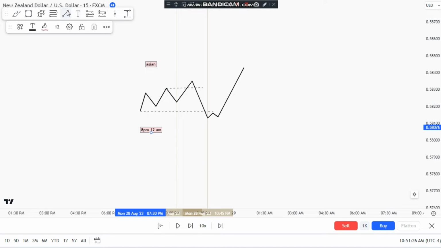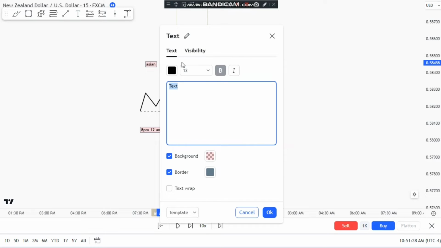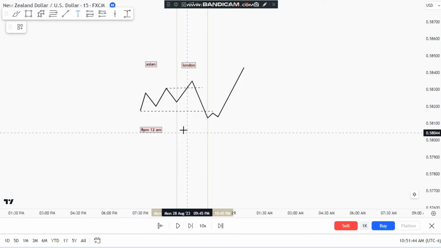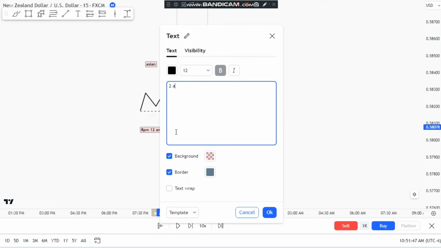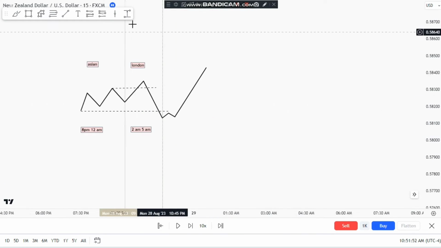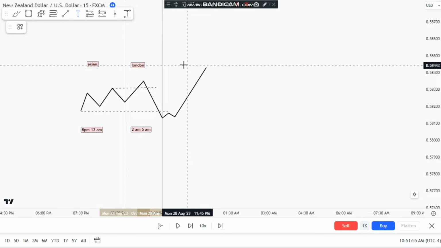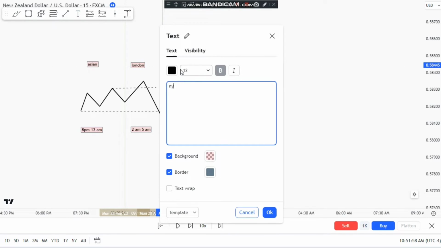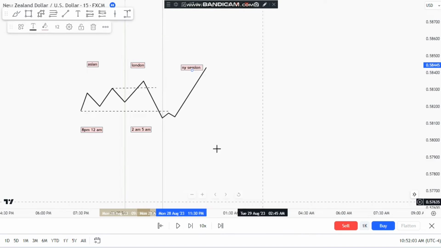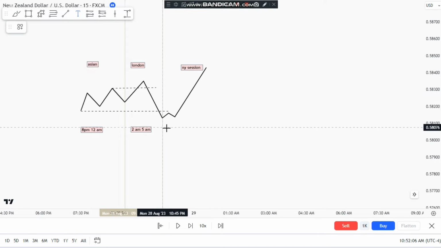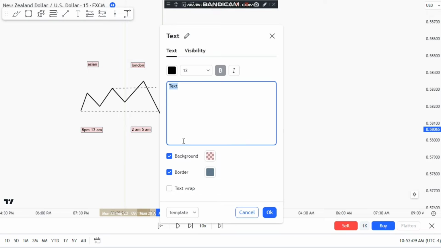Then the price enters into the London kill zone or London session. This is London, and it ranges from 2 a.m. to 5 a.m. New York time. And then comes the New York session, and the real move happens in the New York session. This is the New York session, and it ranges from 7 a.m. to 10 a.m. This is the New York kill zone.